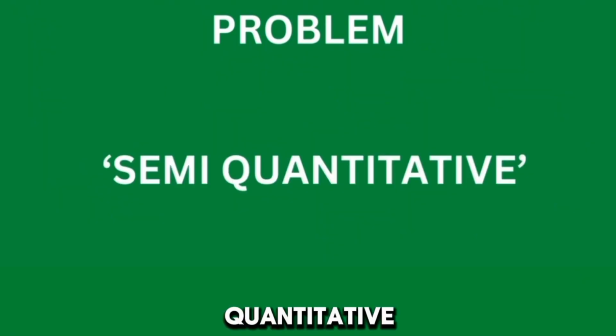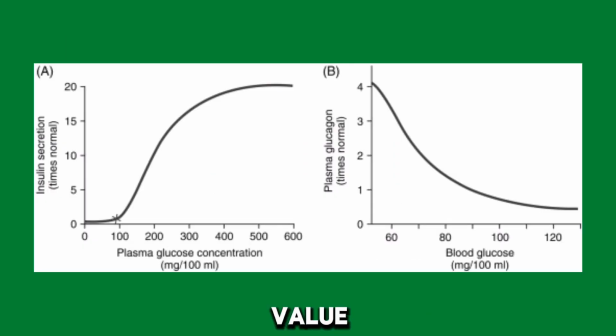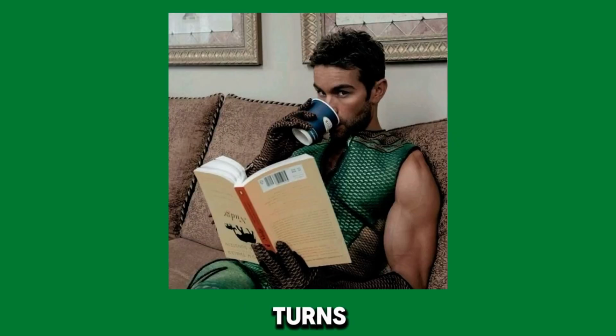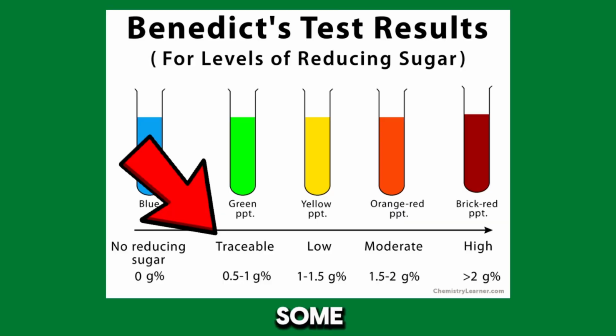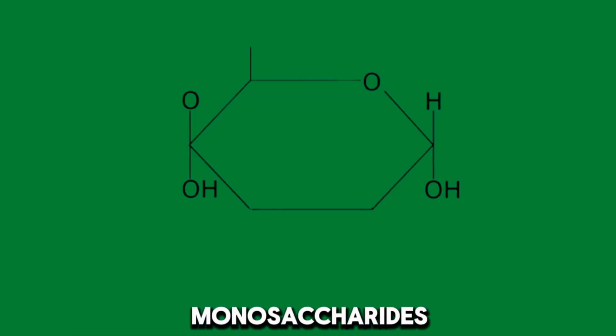And there is a problem. The problem with this whole thing is that it is semi-quantitative, meaning just because it changes color doesn't mean it tells me the exact value of how many monosaccharides there are in the solution. So just because it turns green, which means there's some monosaccharides in it, it doesn't tell me the exact proportions.